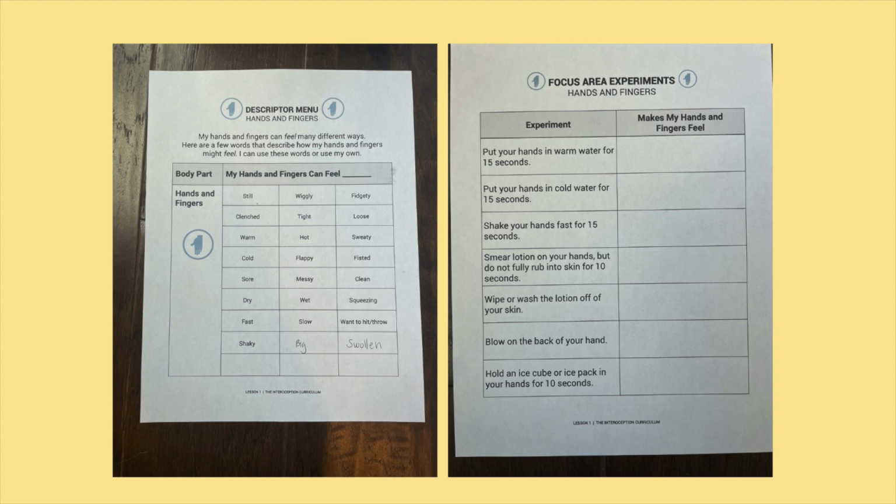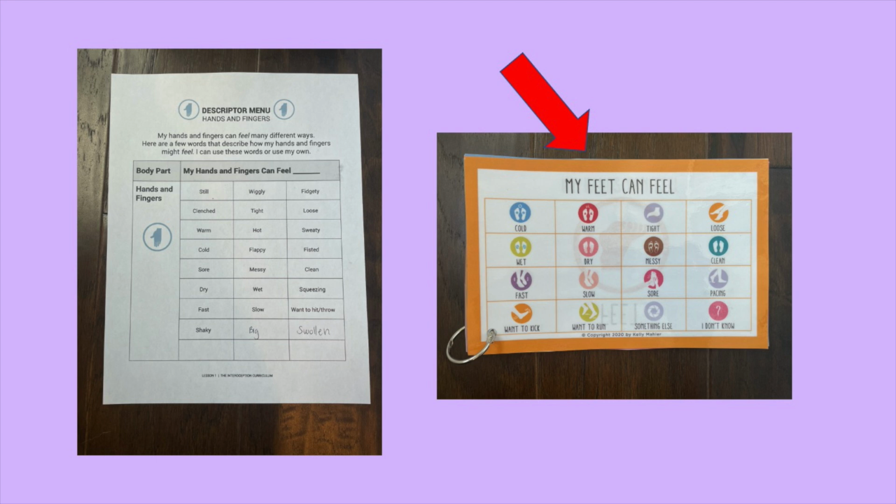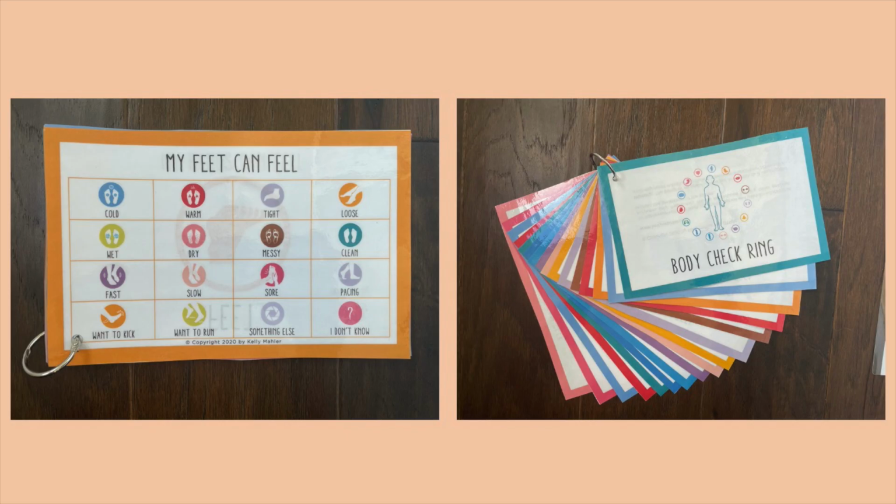The descriptor menus can look many different ways. For example, this version is just a list of words that can be used to describe the way the hands can feel. Here's another example of a descriptor menu that includes pictures with the descriptor words. This particular version is called our Body Check Ring and can be purchased separately from the Interoception Curriculum. It's a series of 15 cards. Each card represents a body part covered in the Interoception Curriculum and provides a series of descriptive words that one can use to describe the way each body part can feel.